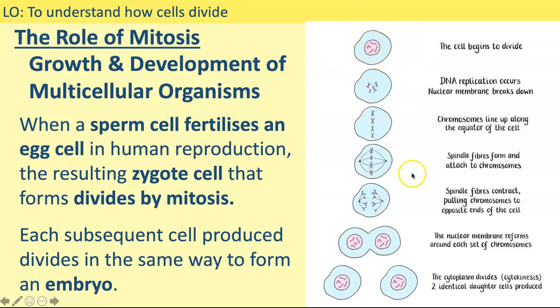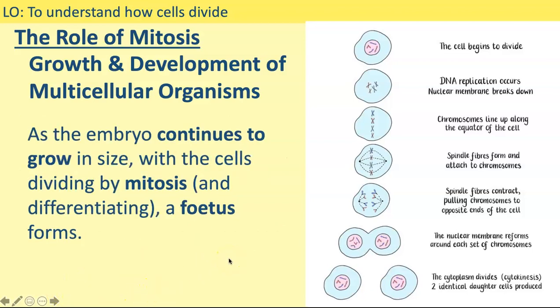It goes all the way through the cell cycle to form 2 new genetically identical daughter cells. These cells will then go all the way through the process again and form more and more cells as the process goes on. And eventually, we've got enough cells to have formed an embryo. As the embryo continues to grow in size, so we've got the cells dividing by mitosis, and they start to differentiate, we have a fetus forming. So we have those specialised cell types starting to form to create a fetus.